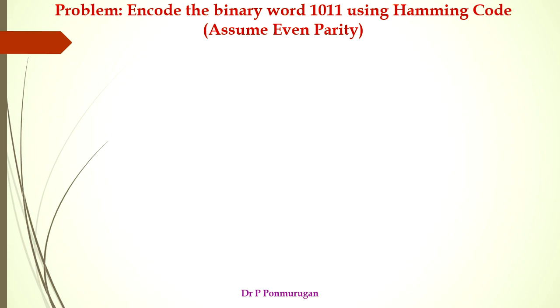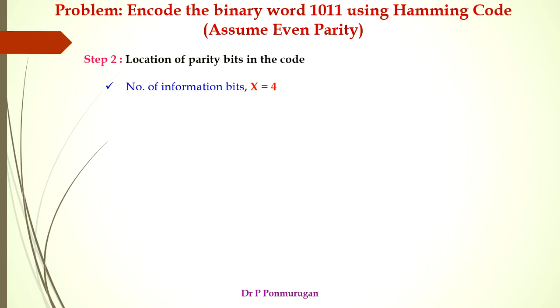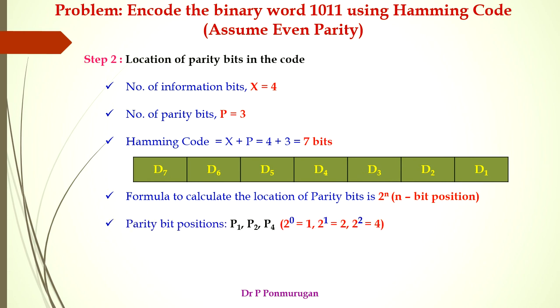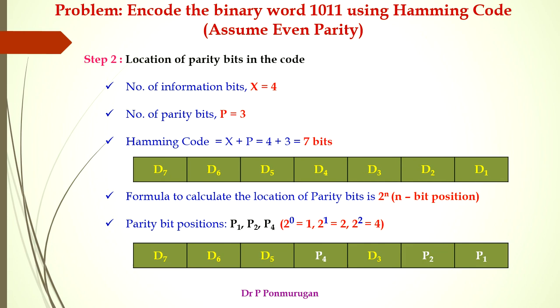The next step is identifying the location of parity bits in the code. For 4 information bits and 3 parity bits, the Hamming code will be 7 bits. Then the bits are D1 to D7, and to calculate the positions we use the formula 2^n. So it will be P1, P2 and P4. So the bit locations are reframed to P1, P2, D3, P4, D5, D6 and D7.